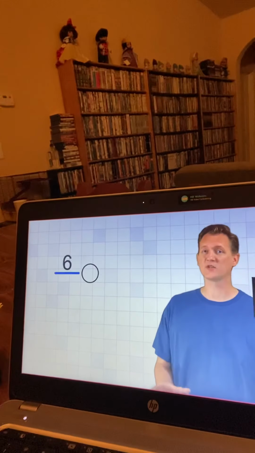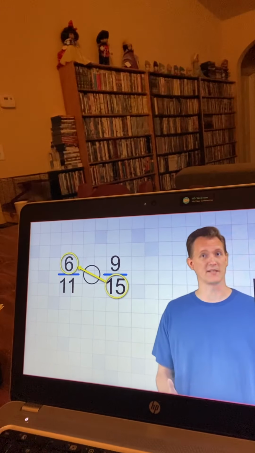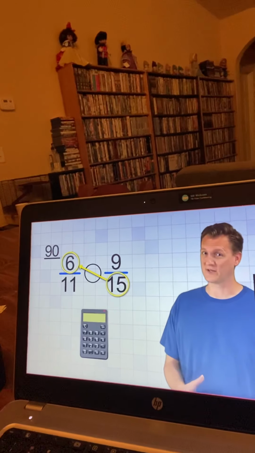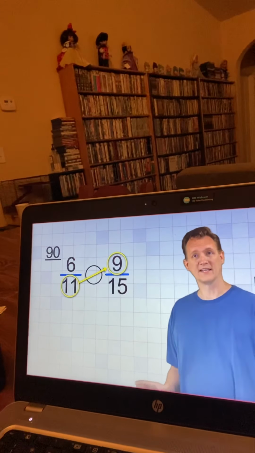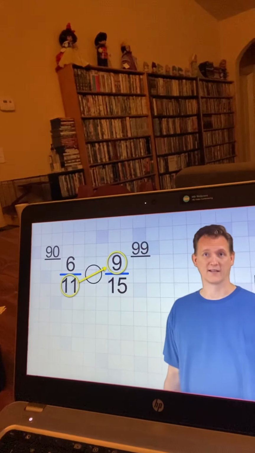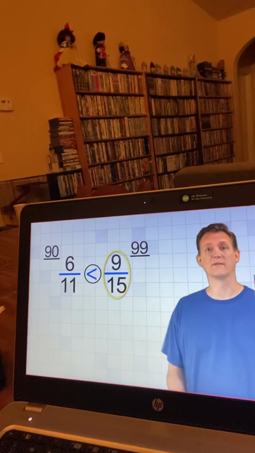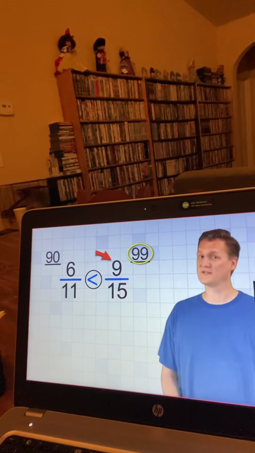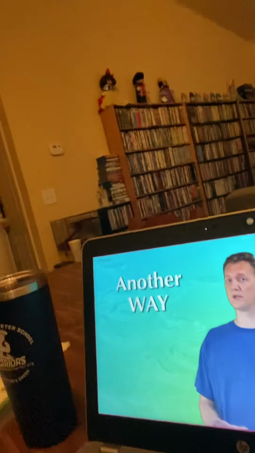Let's do one more comparison by cross-multiplying. Let's compare 6 over 11 to 9 over 15. First, we'll multiply 15 by 6 to get the new top number of the first side, which is 90. Now you can always use a calculator to do the multiplications if you need to. Next, we multiply 11 by 9 to get the second new top number, which is 99. So that tells us that the second fraction, 9 over 15, is greater than the first fraction because its new top number, 99, is bigger. Pretty simple, huh?